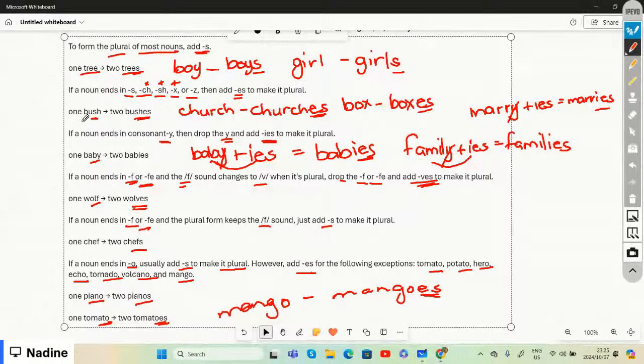And then if a noun ends in O, then we can just add S to show the plural form, or we make an exception like tomato, potato, and add ES to those words. With mango, we add ES. So it's one mango, meaning one. But if we want to show that there's more than one mango, we add ES for mangoes. The same with potatoes, the same with tornadoes, the same with volcanoes, echoes, and heroes. We add ES, not just an S, right?